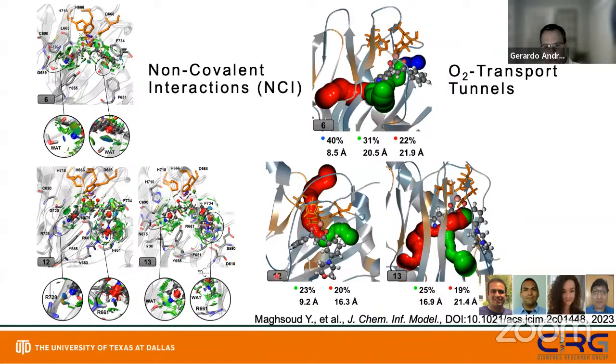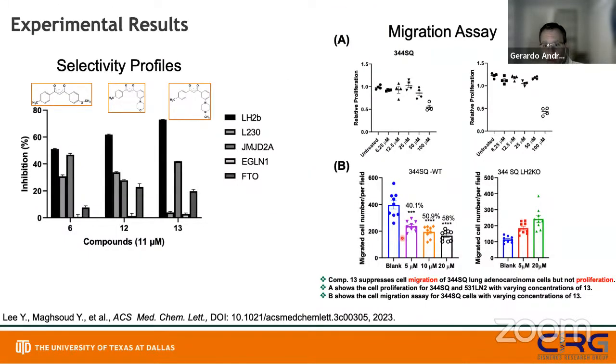And what we found is that 12 and 13 actually do. This is a difference of the tunnels. This is a reduction of 23 and 20% in the observed tunnels compared to the wild type. And for 13, a reduction of 25 and 19% in these tunnels. And so this paper explains all of these features for the tunnels. And this second paper is where we actually tested these three different ligands. So this is 6, 12, and 13 that I talked about previously.